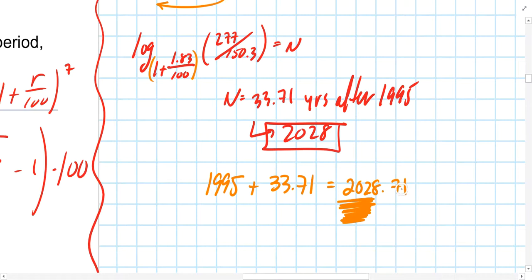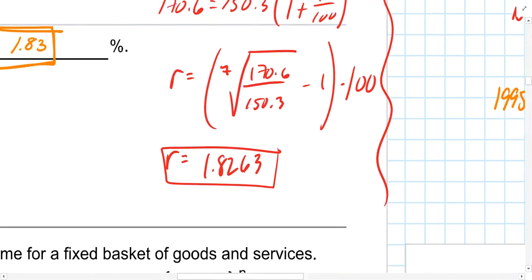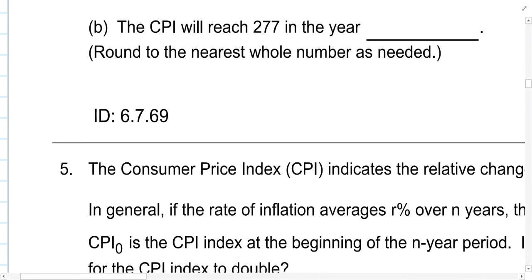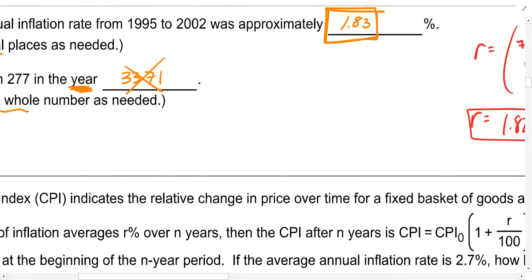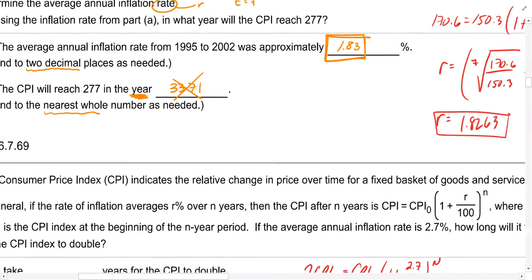So we're in the year 2028, but we're getting closer to 2029. We're not quite at 2029 yet as a year, but we're in the year 2028. And so this answer here is not 33.71. That's not what we're after. We're not looking for the t value, but we want the actual year, and the instructions did say to round to the nearest whole number. And that's why we like 2028 as the solution.